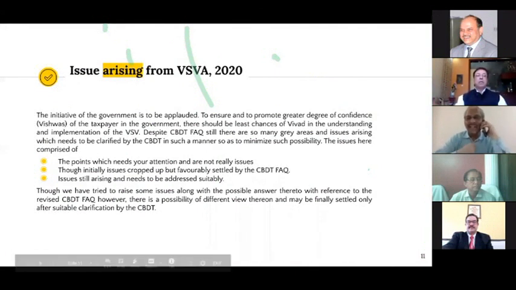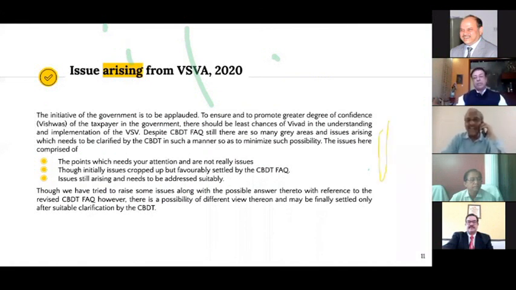And thirdly, the issues which are still there, gray areas which need to be addressed adequately by the CBDT so as to avoid any further chance, because the theme of the scheme is Vivad Se Vishwas. So let there be complete clarity, and let there be no further chance of there being Vivad even in the very understanding, interpretation and implementation of the scheme. So there may be many more issues that we will be covering.